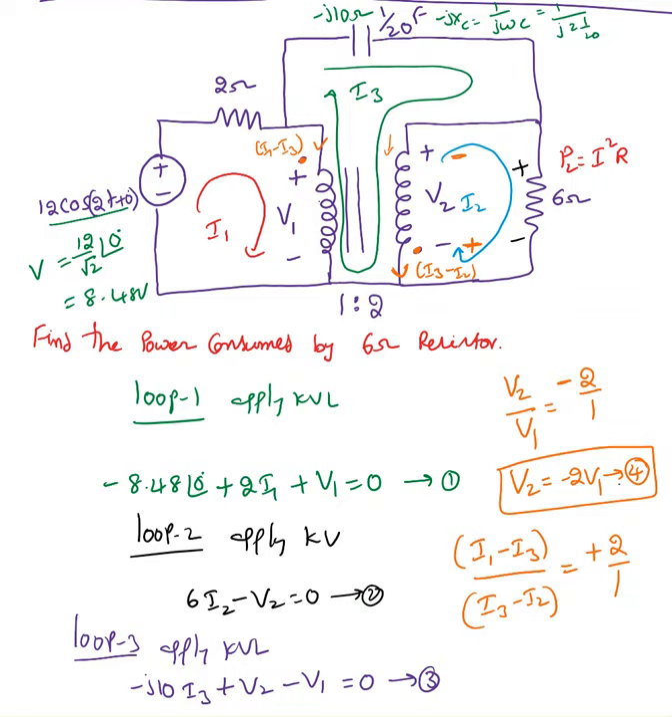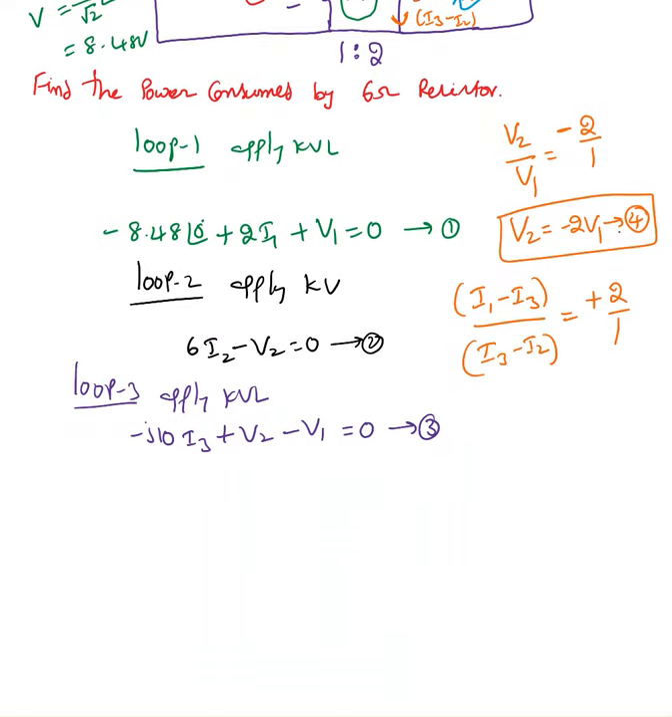So here I have 5 unknowns and 5 equations. The rest of it is solving those equations. Let me simplify this. I have I1 minus I3 equal to 2I3 minus 2I2. If I pull everything to the other side, I1 plus 2I2 minus 3I3 equal to 0. This is my fifth equation.